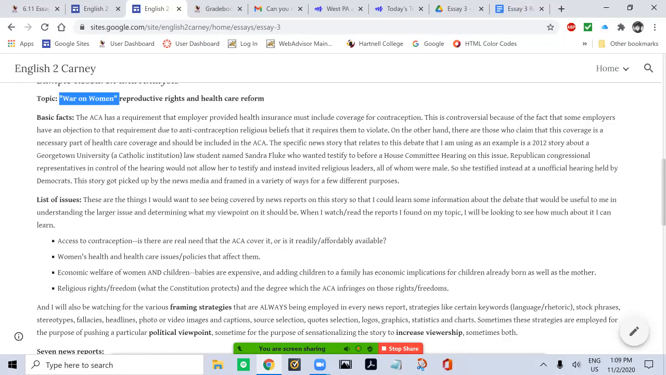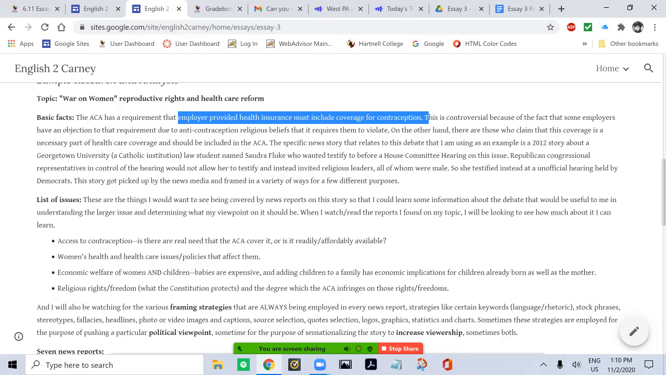All right, and this was, like I said, an attempt on their part to frame a bunch of legislation. In particular, this story, though, is about the Affordable Care Act and a provision in it that employers must provide coverage for contraception to their employees. They must. It is required by the Affordable Care Act, mandated that they do that.